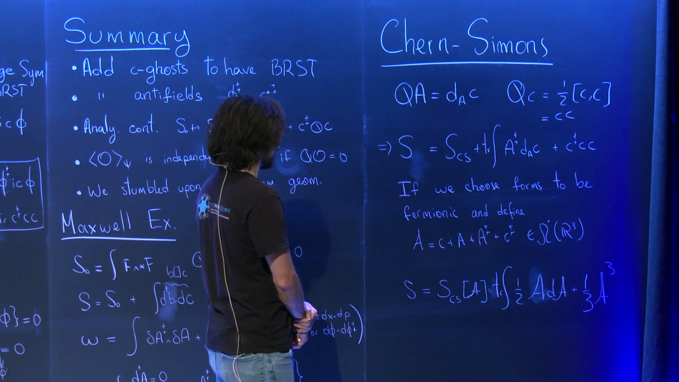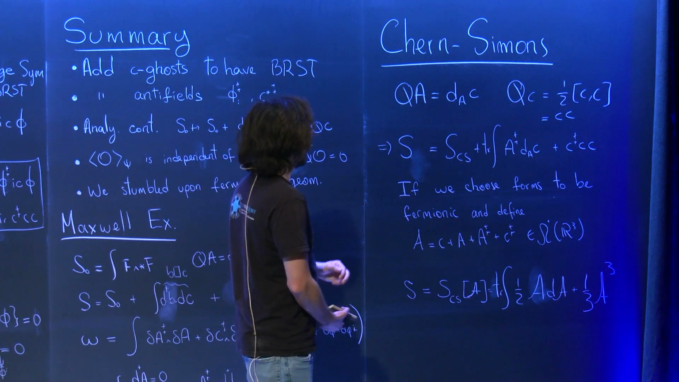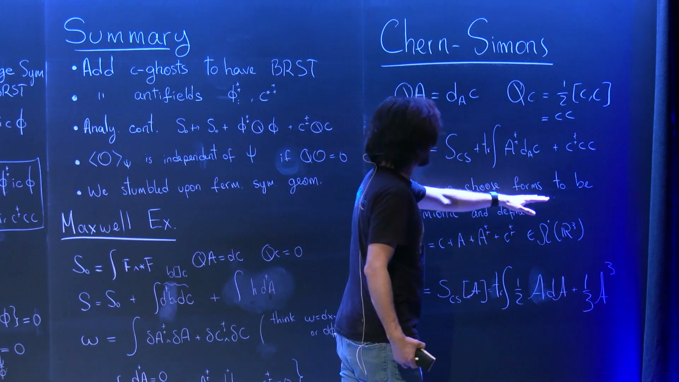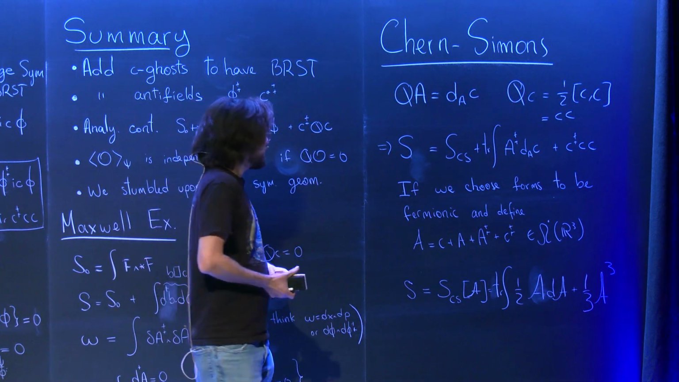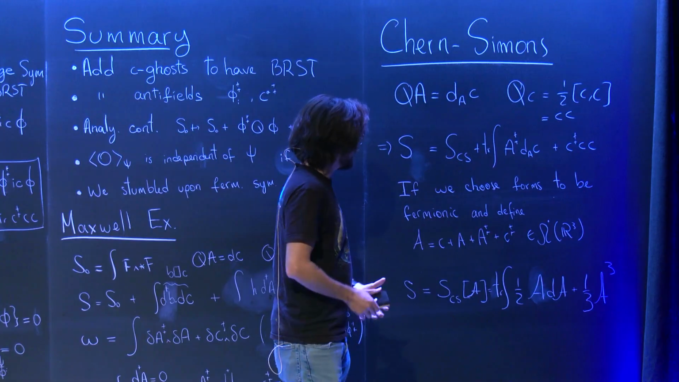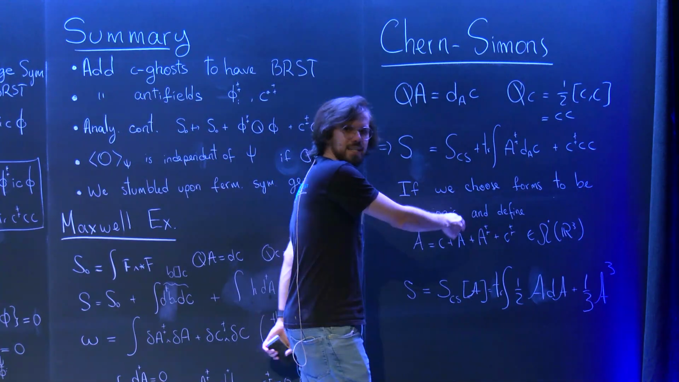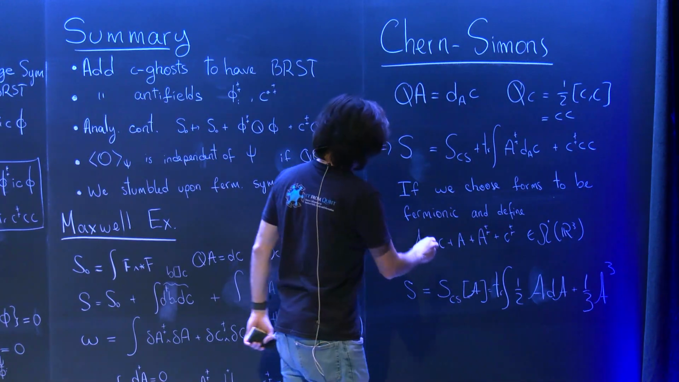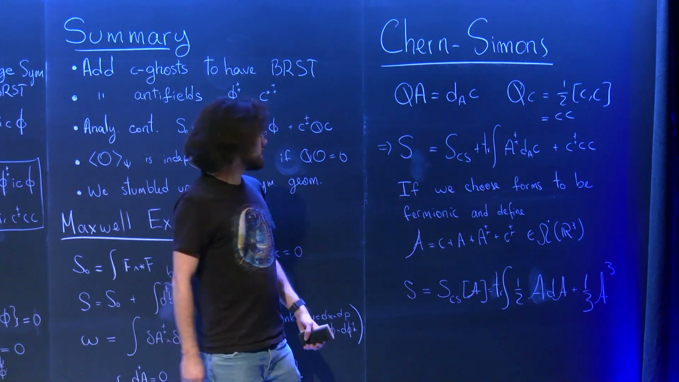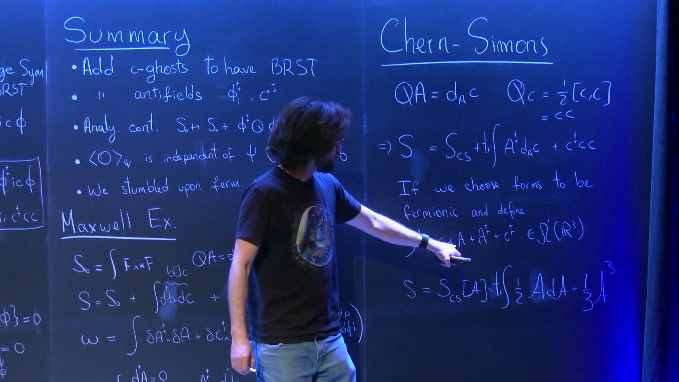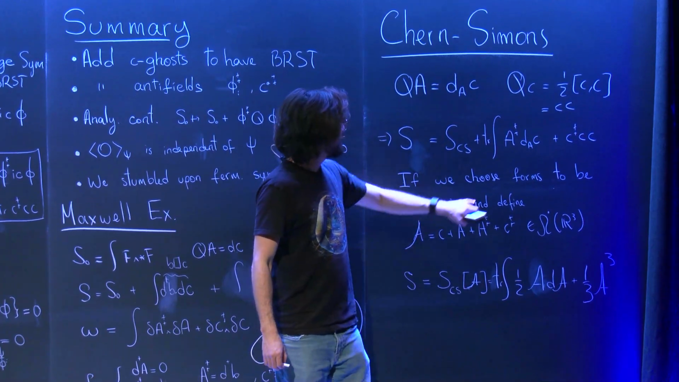Now, if we choose our forms to be fermionic, here comes the main simplification of the problem. You see, we can pair up all of our fields, the C's, the A's, the A daggers, the C daggers, in a superfield that I'm going to denote by the mathcal A. So notice that here we have a 0 form, we have a 1 form.